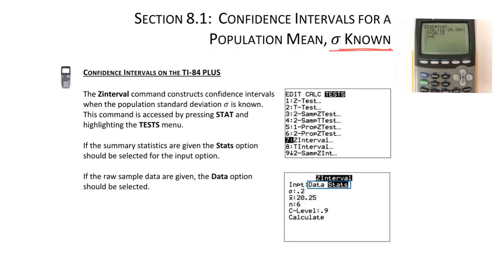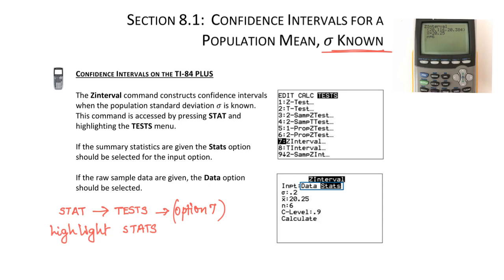So let me write down the steps. Press STAT, then TESTS, then option 7, then highlight Stats, and then you will get this window. Then enter the values for sigma, mean, the sample size and the confidence level, then highlight Calculate and press enter.